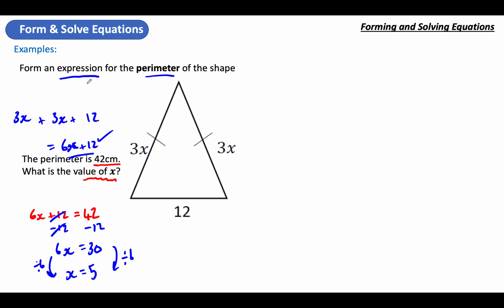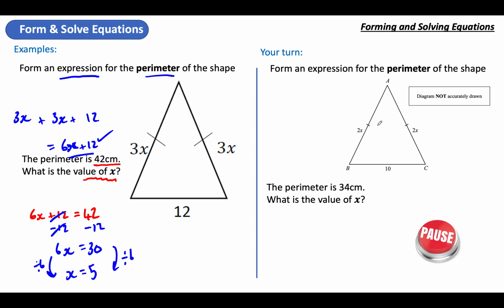So, first of all, do the expression. Doesn't need an equal sign, you just need to put together the three sides as algebra and simplify it, in this case, 6x plus 12. Then it gives you another piece of information. You can set up the equation, because one must equal the other, and then solve it. Okay, right, your turn. Try and do what I did over here, but with this one, it's a different triangle, it's totally different. Off you go. Press pause and unpause when you're done.